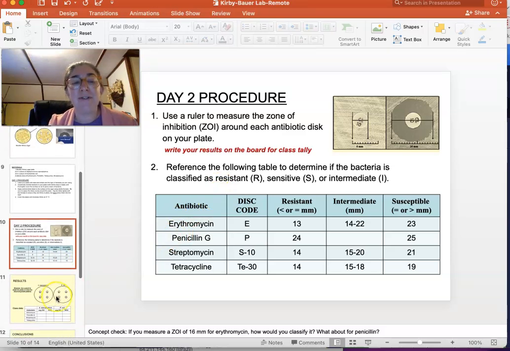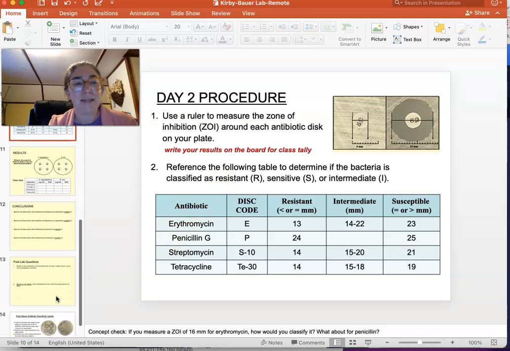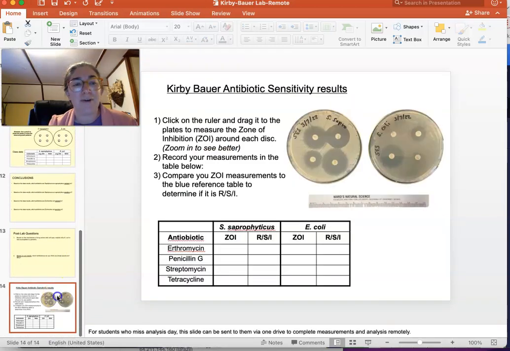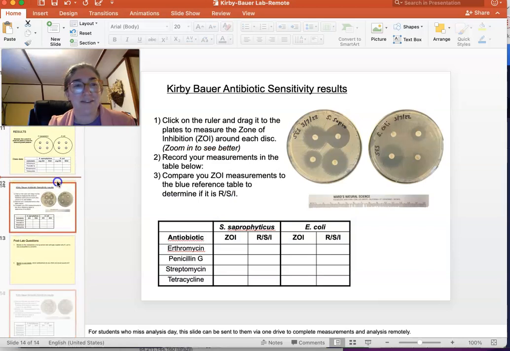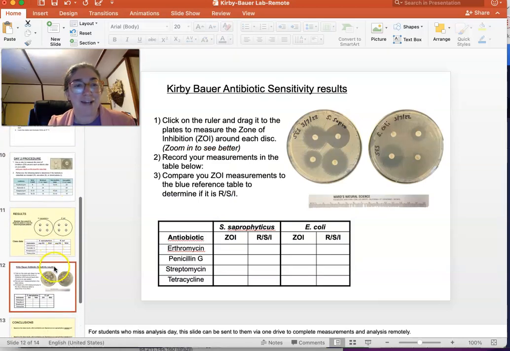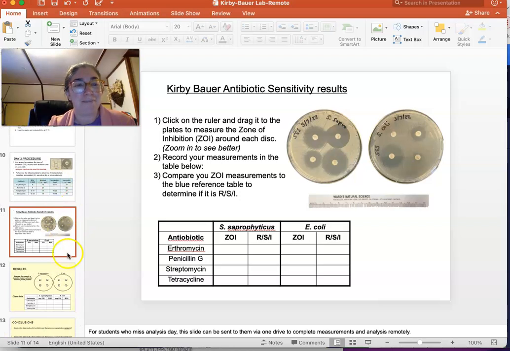I guess I have these in the wrong order. This is the results. I can move this, and then it will be in the correct spot for yours. There we go. Okay, so this is the results slide.